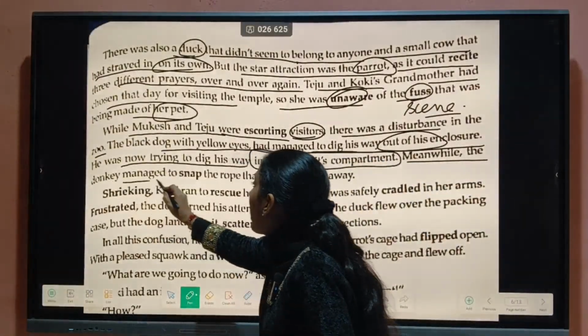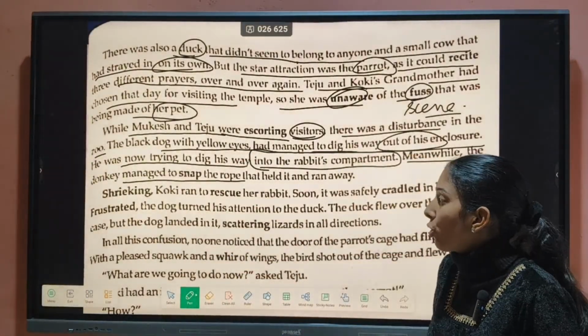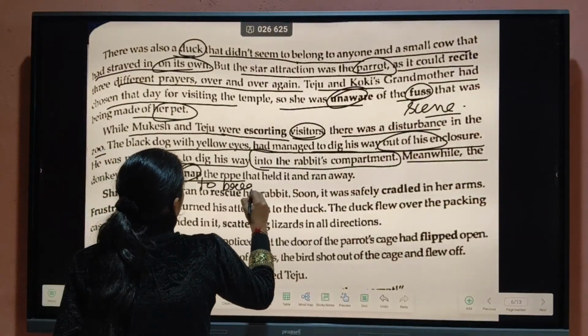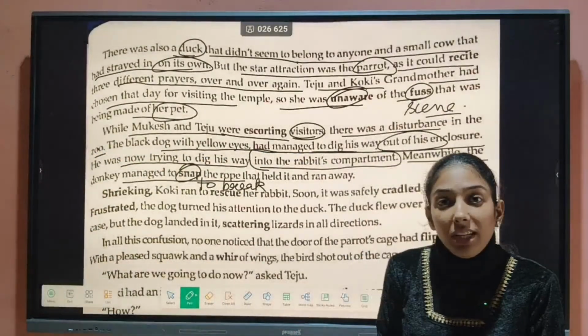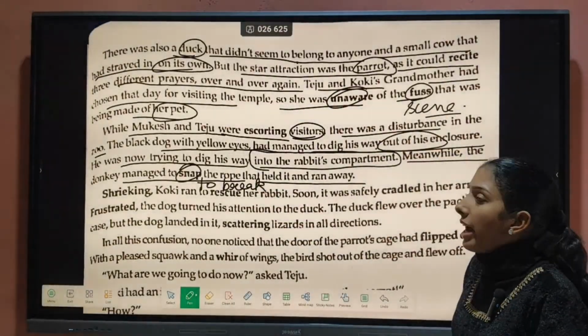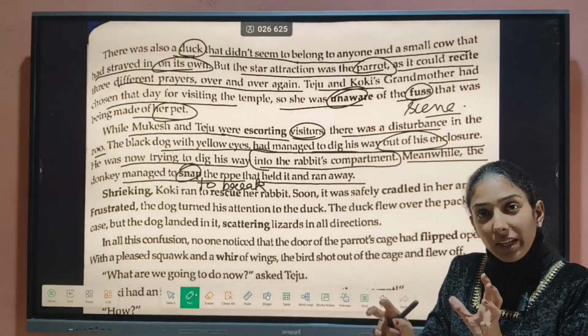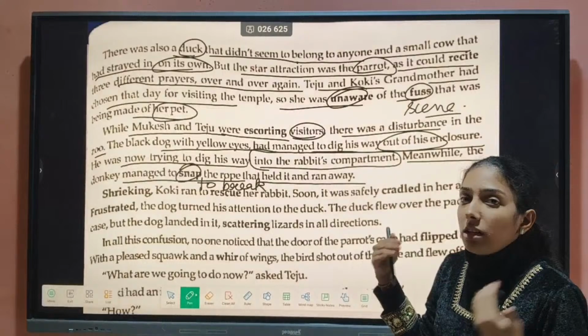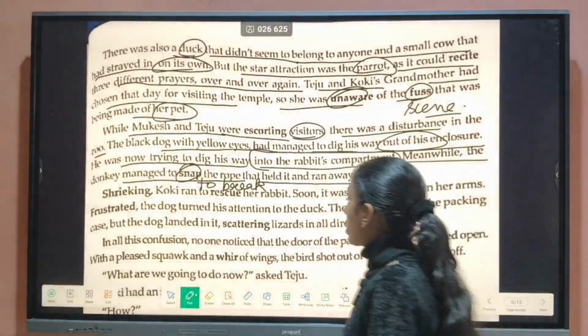Meanwhile, the donkey managed to snap the rope. Snap means to cut or to break. The rope that held the donkey broke, and it ran away. The rope with which they had tied that donkey was broken, and the donkey ran away.